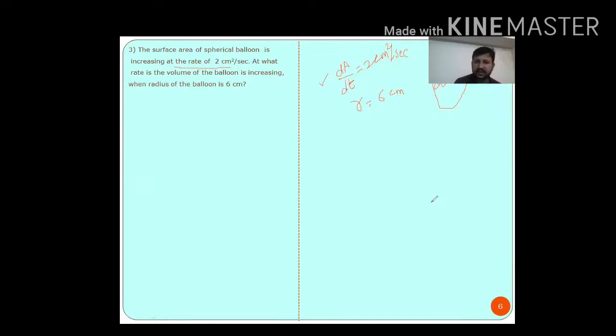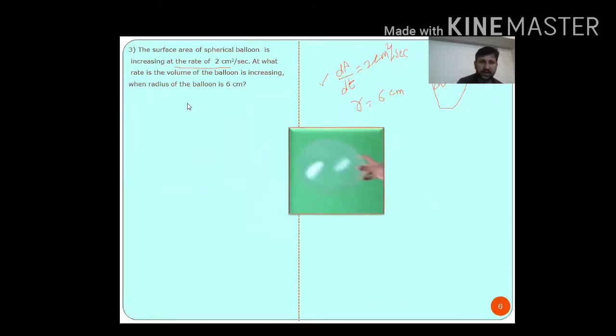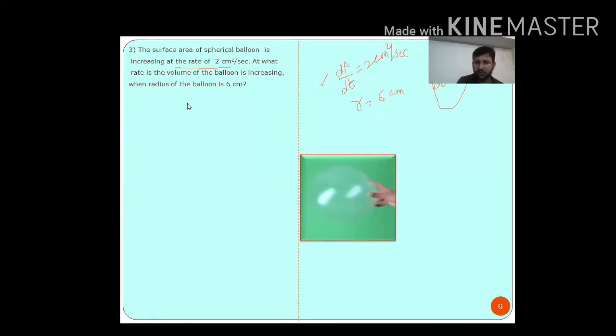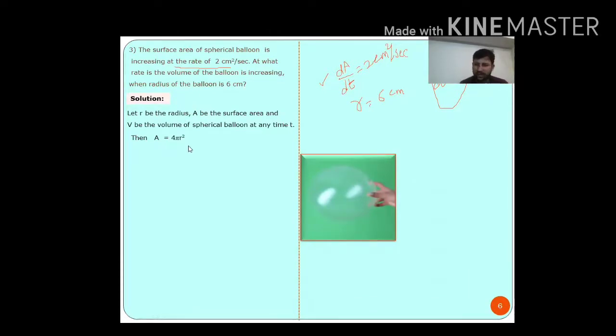Let us see, starting first by mentioning the variables r, A, V and time. All of you have seen a balloon. Surface area increases, and volume also increases. First, let r be the radius, capital A the surface area and capital V the volume of the spherical balloon at any time t. Formula for the area of a spherical balloon: A is equal to 4 pi r square.